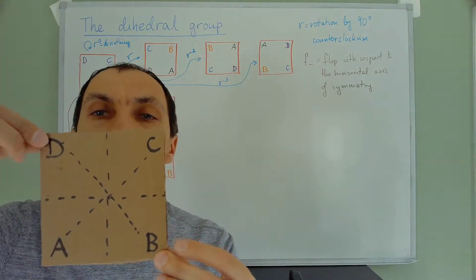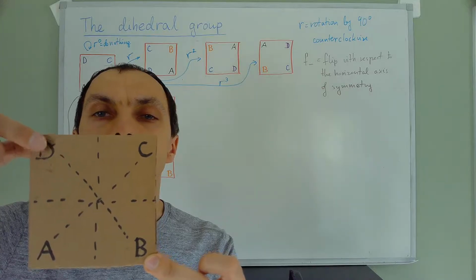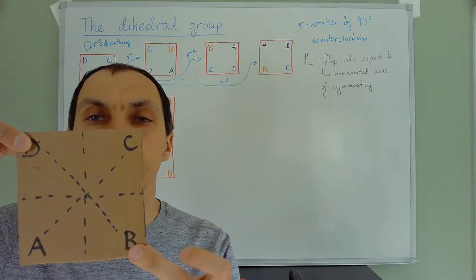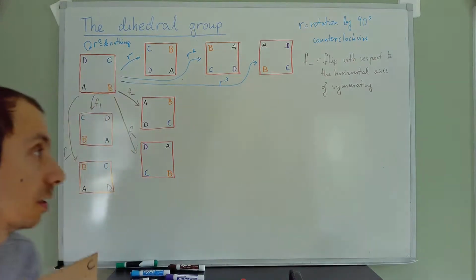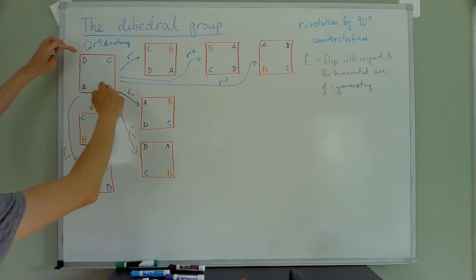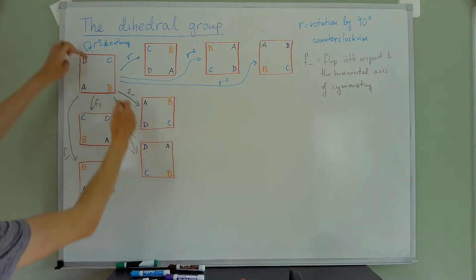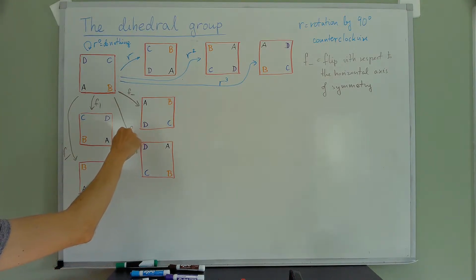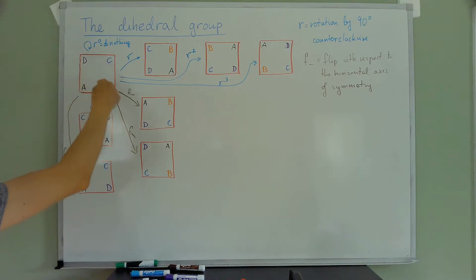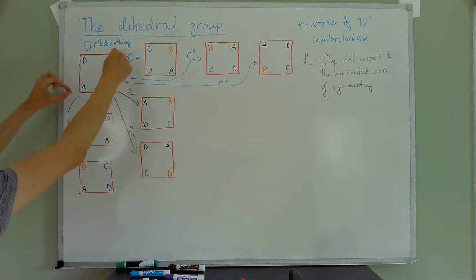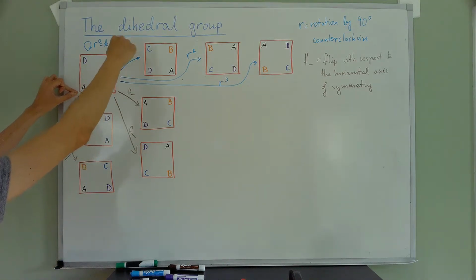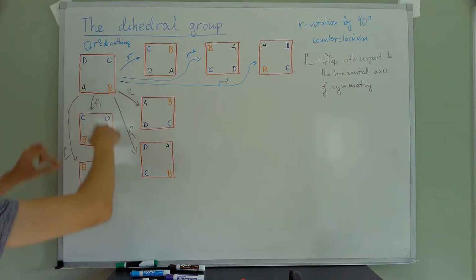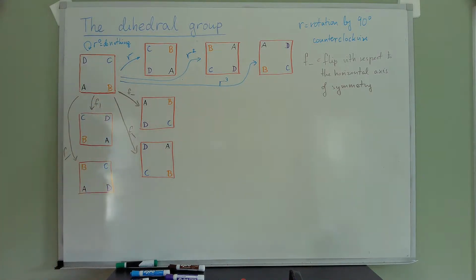So if I hold it like here, then D and B do not move, and A and C switch places. So D and B do not move, they stay where they were, and A and C switch places. So that's a flip with a little slanted stroke like this, indicating this axis of symmetry. And finally, I can do this with respect to that axis of symmetry, so then A and C stay put, and D and B switch places.